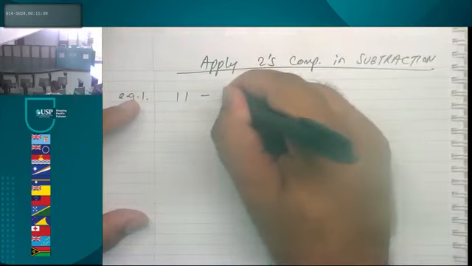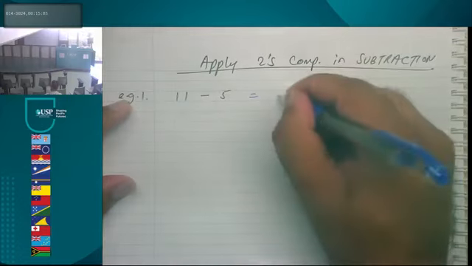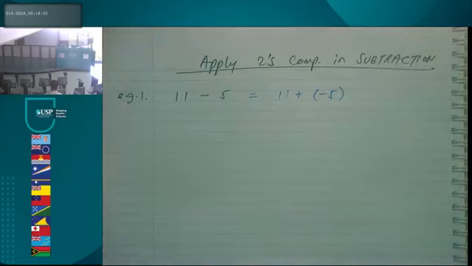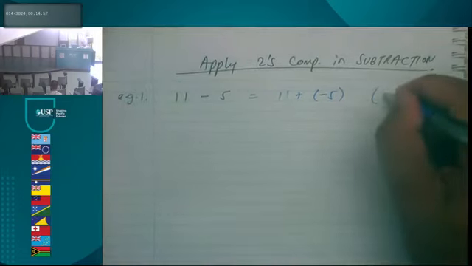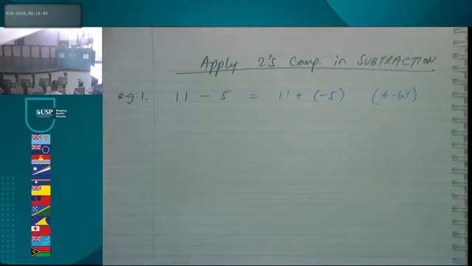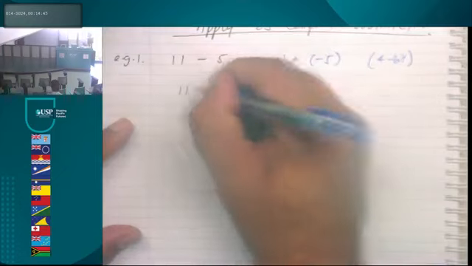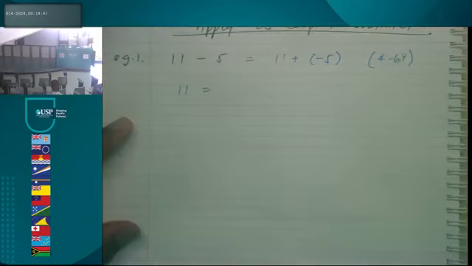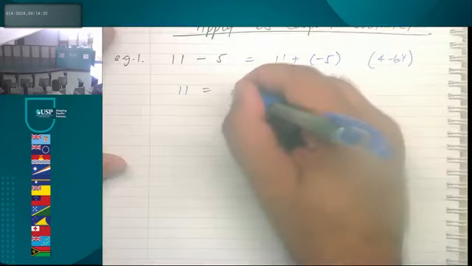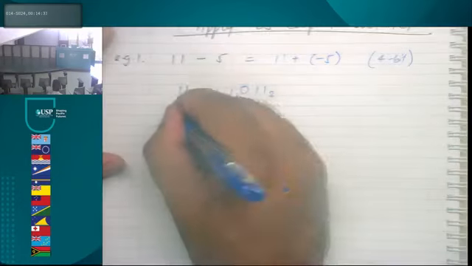Let's do a bigger number. 11 minus 5 is the same as saying 11 plus negative 5. Oh, by the way, let's do this in 4 bits. Now let's look at the first one. 11 in 4 bits is what, guys? It's a positive number, 11 is a positive number. 11 is 1011.